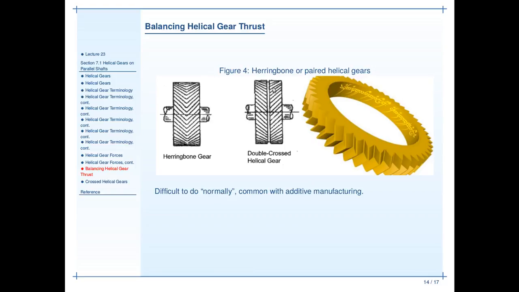Another way is to create two matching but different-handed helical gears and fasten them together, so we have a V pattern. With additive manufacturing, this becomes much easier, and you actually see herringbone gears very often additively manufactured, hence the fact that this gear is the one gear to rule them all and one gear to find them. Sorry, terribly geeky, I know.